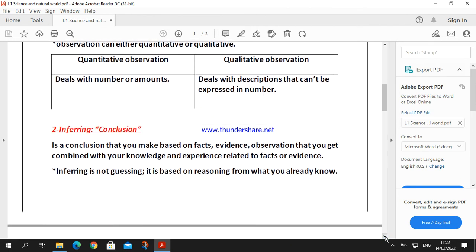The second skill, inferring, or conclusion. What is meant by inferring?